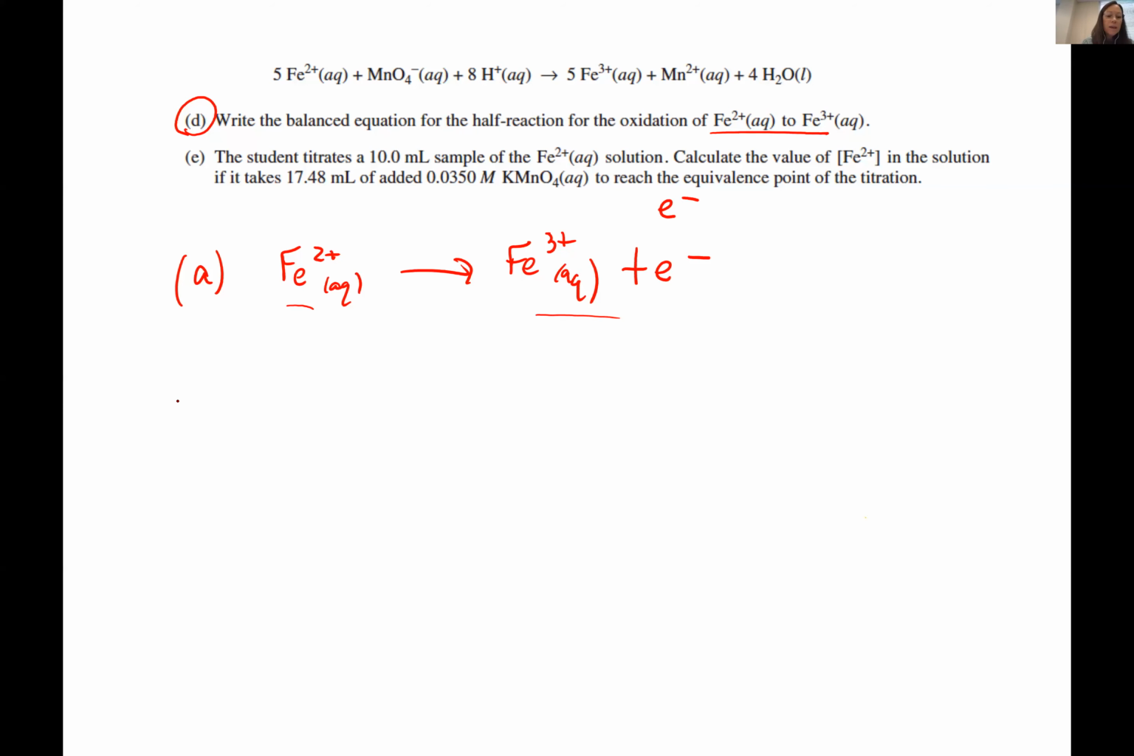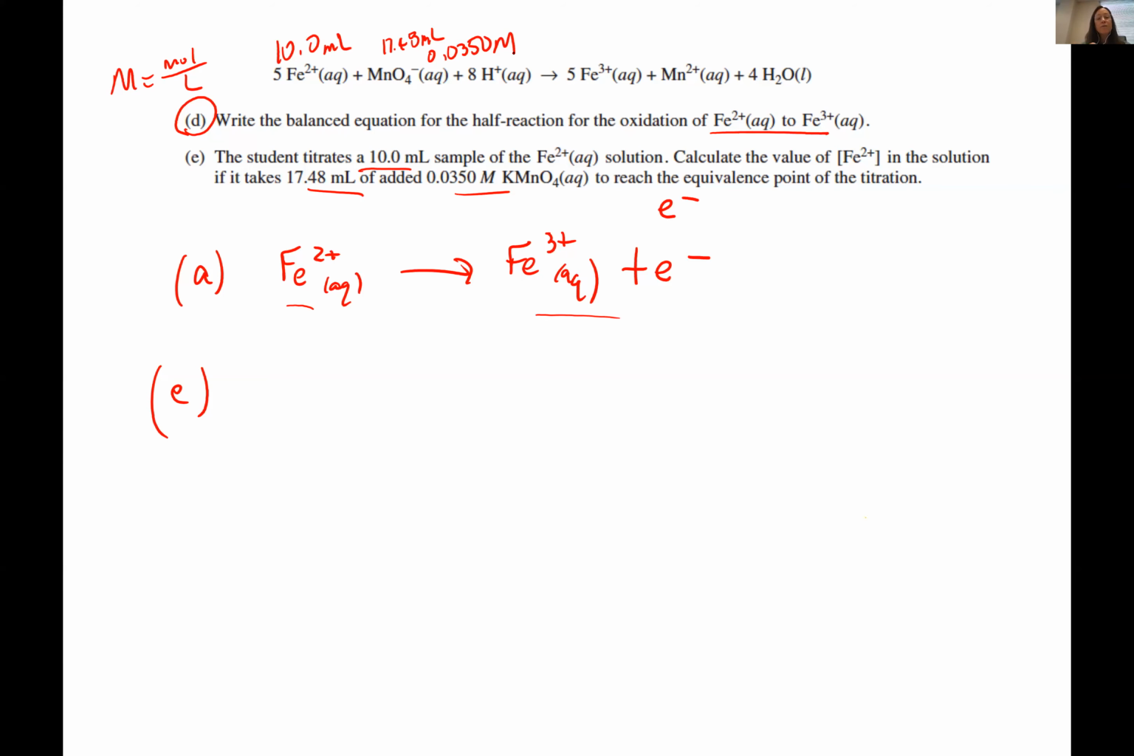Now, if we look at letter E, we have to do another stoichiometry table. It looks kind of scary, but it's not so scary. A student is going to titrate 10 milliliters of the iron 2. They want to calculate the concentration. So it's just like what we did a minute ago, except the stoichiometry is not 1-to-1. And then we have weird numbers. Don't let strange numbers bother you. You have that many milliliters and you have 0.0350 molar.